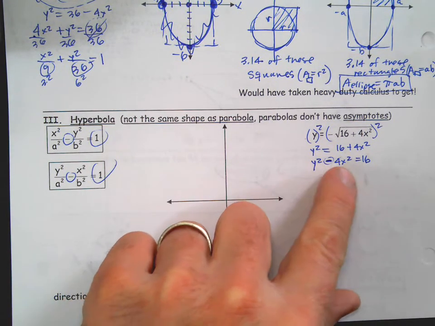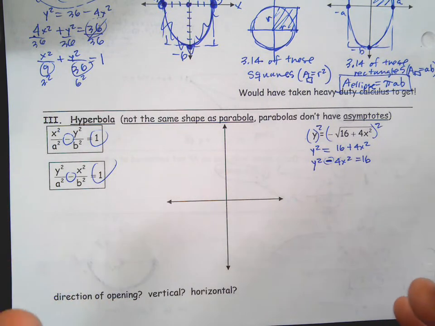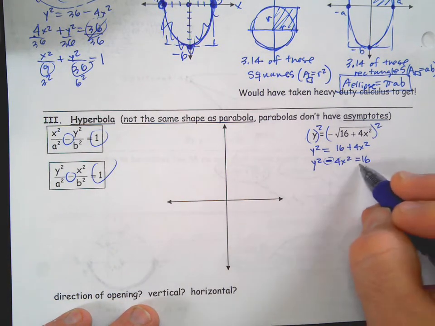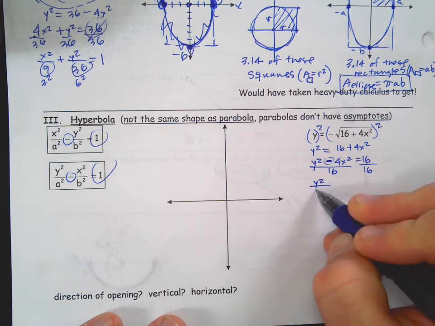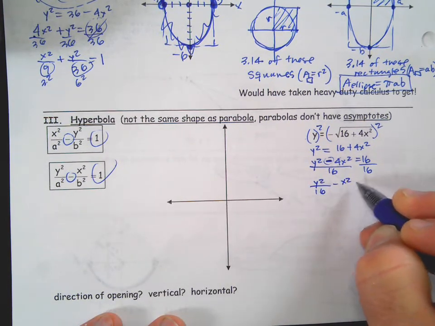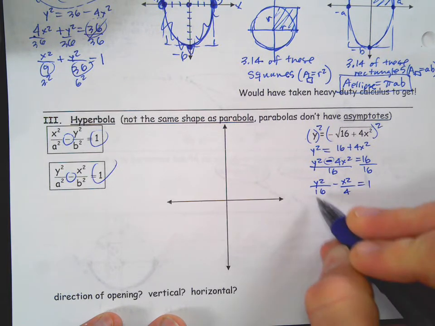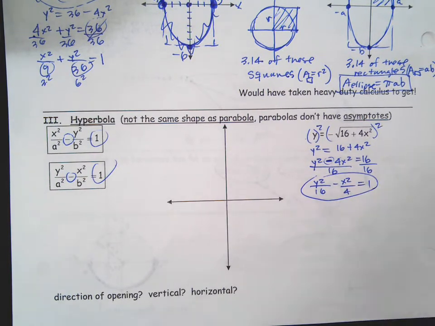Now, they could have the same number in front of them, so it could look a lot like a circle, but they have a different sign here. So we definitely need a 1 right here. And so we're going to get y squared over 16 minus x squared over 4 equals 1. So this is the way we're used to seeing it.